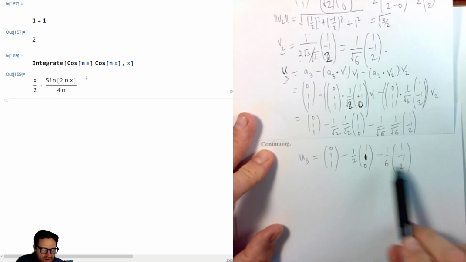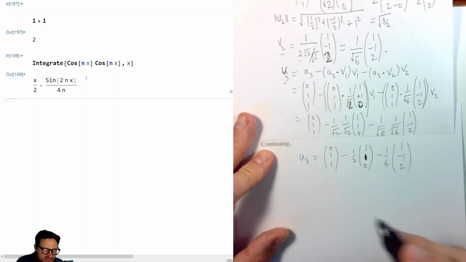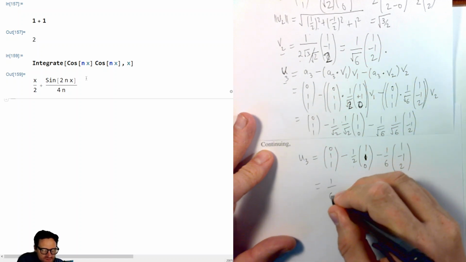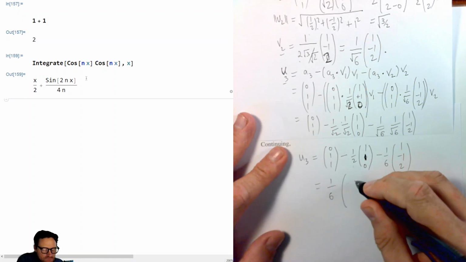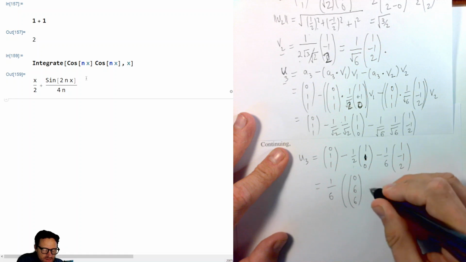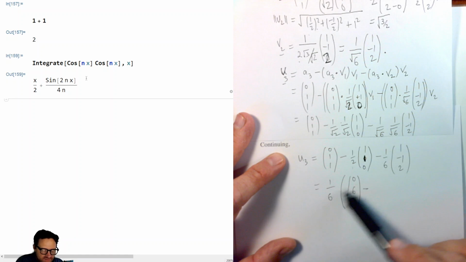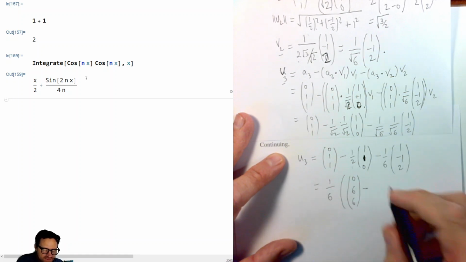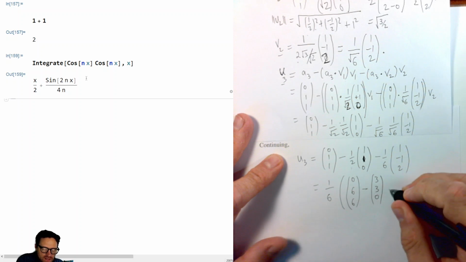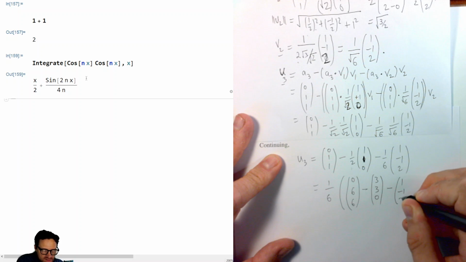Okay, now I want to have everything over 6 because 6 is the least common multiple of those fractions' denominators. So I'll put this all over 6. Then we have 0, 6, and 6. Now if we multiply the top here by 6, having factored out the 1/6, then we have 3, 3, 0. And then here, subtract 1 minus 1, 2.